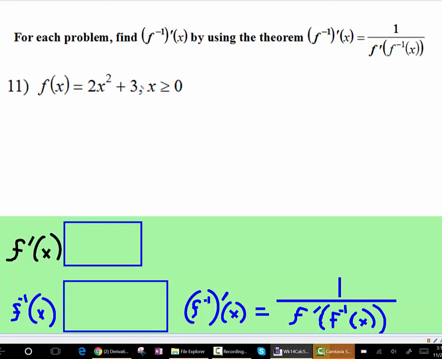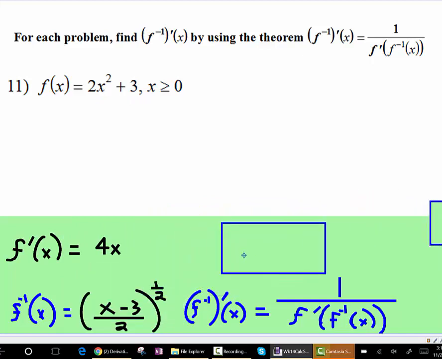There's 3 things that you need. You need to find the derivative of that function. So the derivative of 2x squared plus 3 is just 4x. So that's pretty easy. Well, we just found the inverse. The inverse function is x subtract 3, all of that over 2 being raised to the 1/2 power.